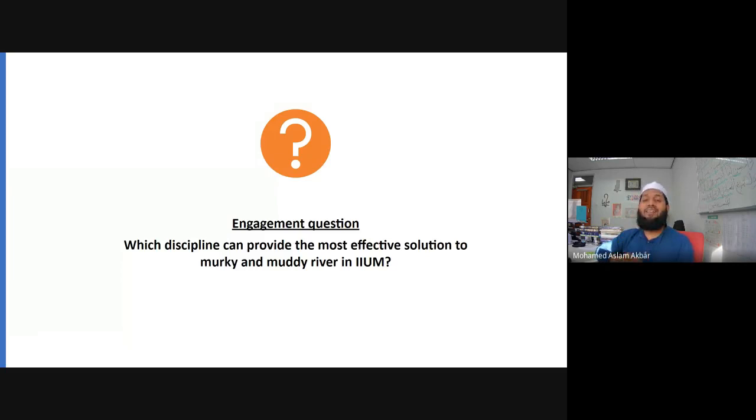So now, this is the engagement question that I'm giving to you. Which discipline do you think can provide the most effective solution to the murky and muddy river in IIUM? What do you think? Remember the systems thinking that I told you: when you are looking at a phone, you need to know from how many resources this phone has been made. Let's say you are looking at a slipper or shoe, how many industries are actually related to the making of that shoe. Similarly, I'm asking you this question. Which discipline can provide the most effective solution?